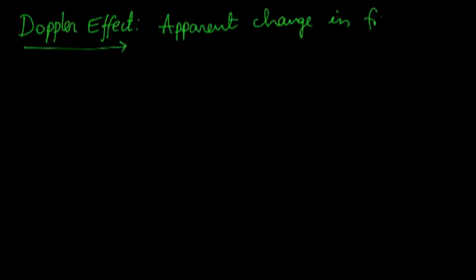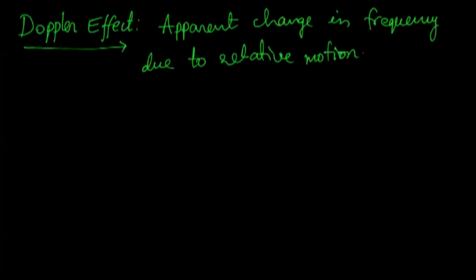Next one is the Doppler effect. It is the apparent change in frequency due to relative motion between the source and observer. So this is the effect wherein you hear a slightly different frequency compared to the actual frequency produced by the source.